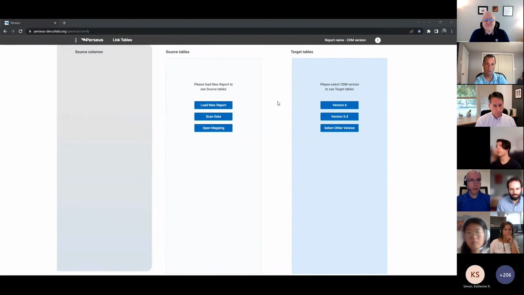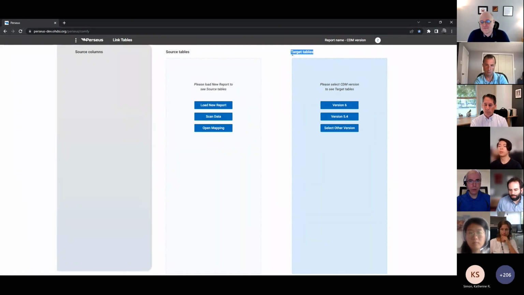At the very first step, one of the benefits that Perseus offers is visual mapping. It is really designed for clinical use, so you don't necessarily have to be a data expert to get the ETL working. In this UI, we have our source columns and source tables, and then our destination table. The source columns and source tables are what the data looks like in-house. This is what the site we're dealing with has at hand and wants to map to the OMOP common data model.